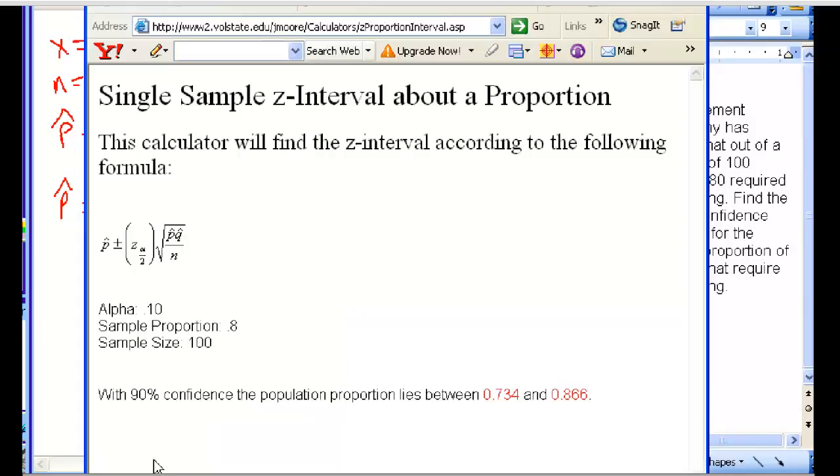If we hit calculate, it'll give us the endpoints. It says with 90% confidence, the population proportion lies between 0.734 and 0.866.